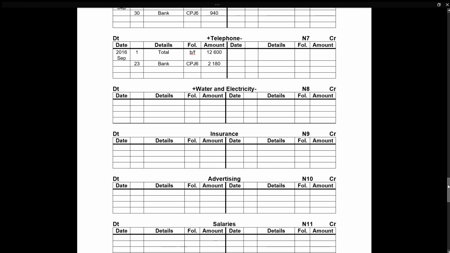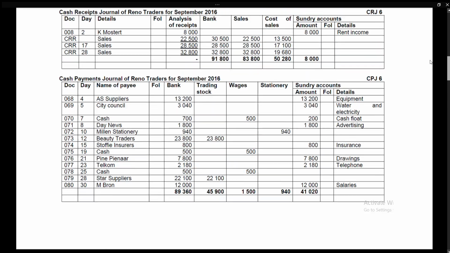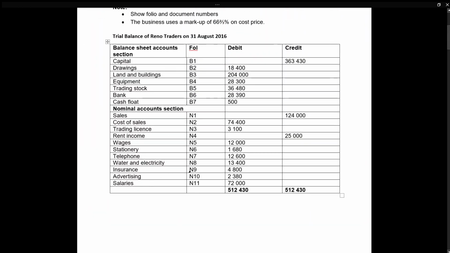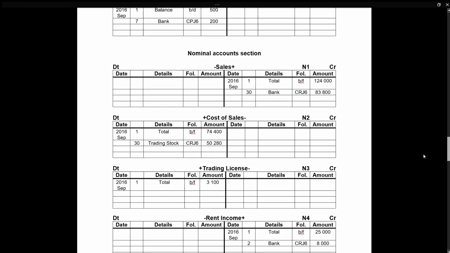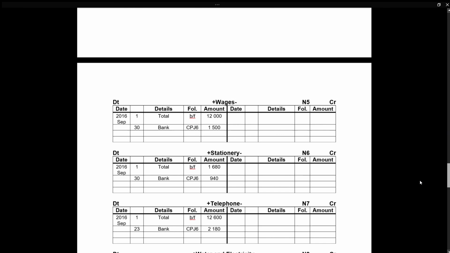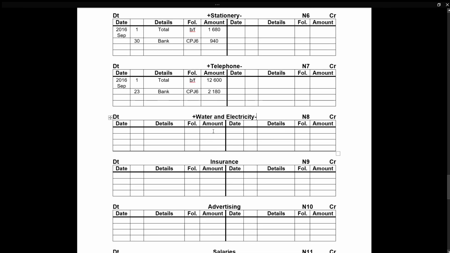Water and electricity, also an expense account, plus and minus. Right, so water and electricity, let's see that opening total, 13,400 rand. Right, so opening total 13,400. My folio will be brought forward. My details will be total on the 1st of September 2016.